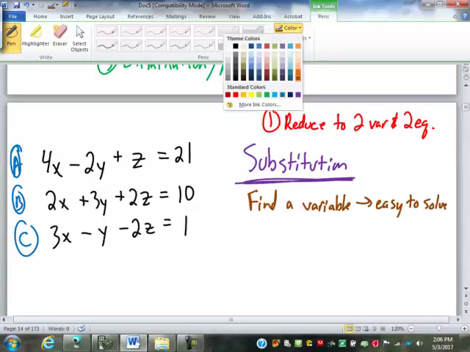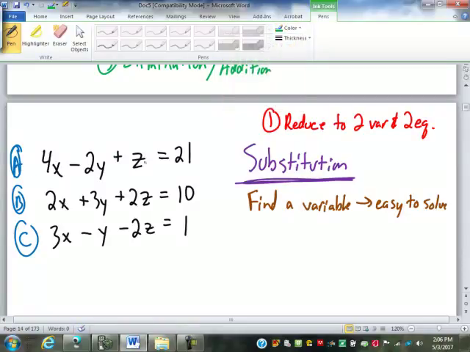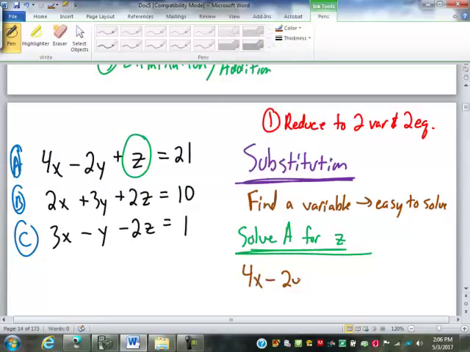Well, in this system here, we see that in equation A, the top equation, we've got just z there. It's a 1z. So we could solve that equation very quickly for z. So that's what we're going to do, is we're going to solve equation A for the variable z. So I'm going to write down the equation, 4x minus 2y plus z equals 21. So we need to get z by itself. So I have to get rid of the 4x and I have to get rid of the negative 2y.